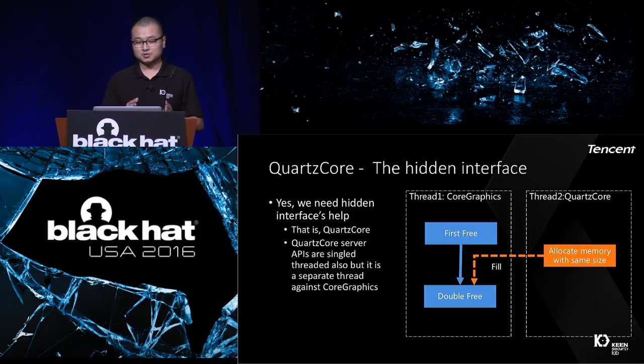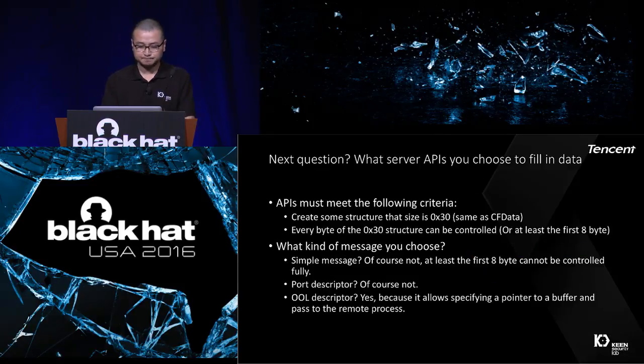We can make two threads. We just mentioned that we have another framework called QuartzCore, which runs on another thread. So we can make the new strategy: in thread 1, we try to trigger the bug again and again. And in thread 2, we try to allocate memory of the same size. If it fails, nothing happens. But if it succeeds, then we may get code execution, which is very good.